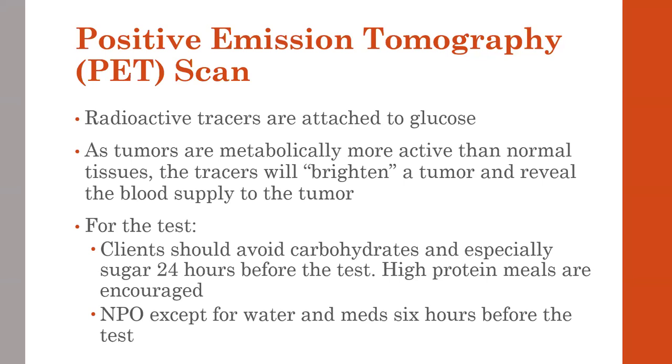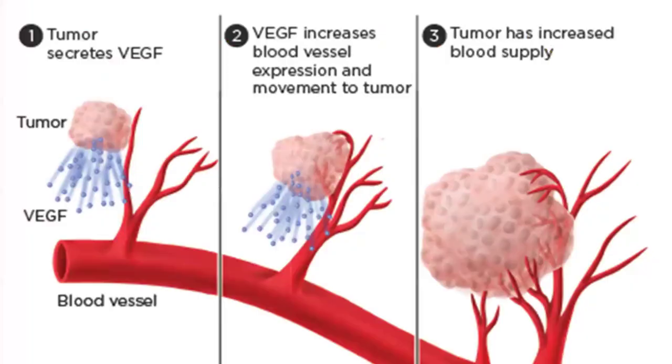So before this PET scan, you need to deprive the cancer of food. You want to avoid carbs because that way it will have a more conclusive test, because the cancer cell will be hungry and will eat more. And so high protein meals are highly encouraged. Need to be NPO except for water and meds about 6 hours prior to the test. So this is what I was talking about with how the tumors secrete chemicals that cause the blood vessels to actually grow into the tumor. And by growing into the tumor, it can actually feed itself first.